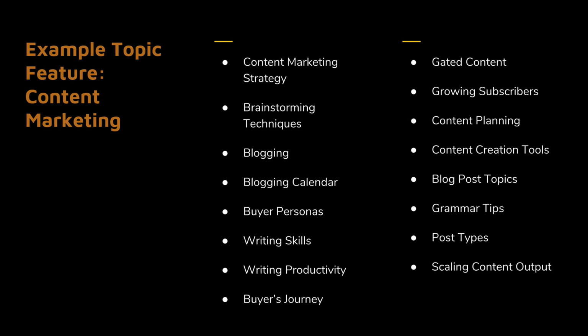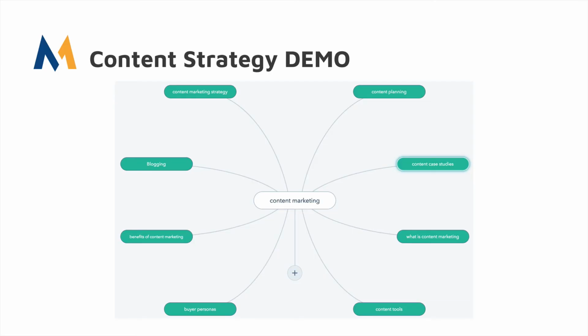Things like content marketing strategy, brainstorming techniques, blogging, blog calendar, gated content, growing subscribers. So you can see how all these subtopics relate back to content marketing. Now let's see it in action with an easy content strategy tool from HubSpot. The content strategy tool uses an interface that's very similar to other mind mapping tools such as Mindomo and MindMeister.